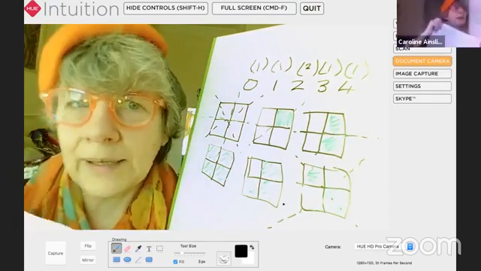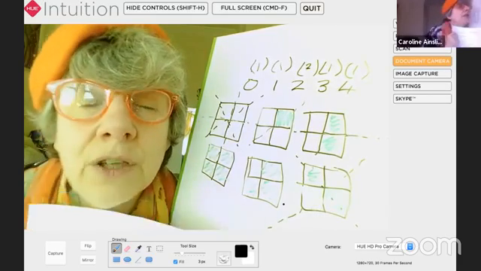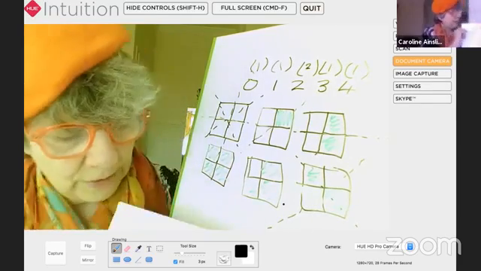It is in the packet. Don't look at it. Don't use it. If you use it, it takes away all the fun. It takes away all the thinking.